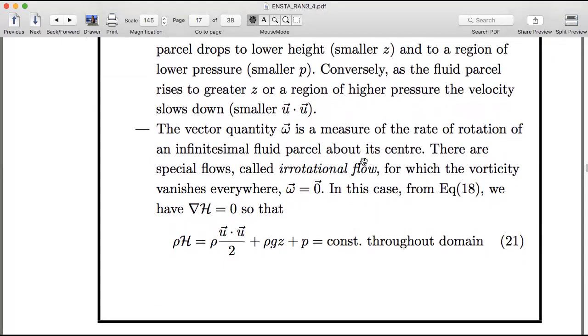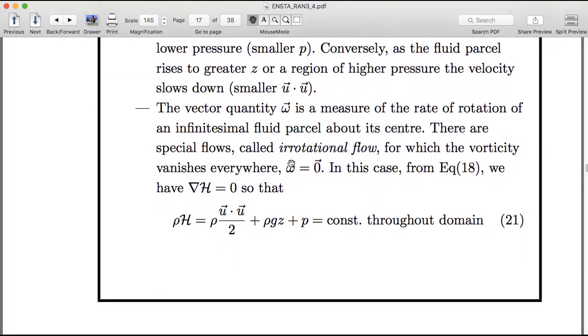So I think I've just explained all this. I've also explained that omega is a measure of rotation on a local level. There are flows which are, this is interesting, considered irrotational. You'll see that term a lot if you look in fluid mechanics. There'll be a chapter on irrotational flow. What they mean is that omega, the vorticity, is, sorry, 0.